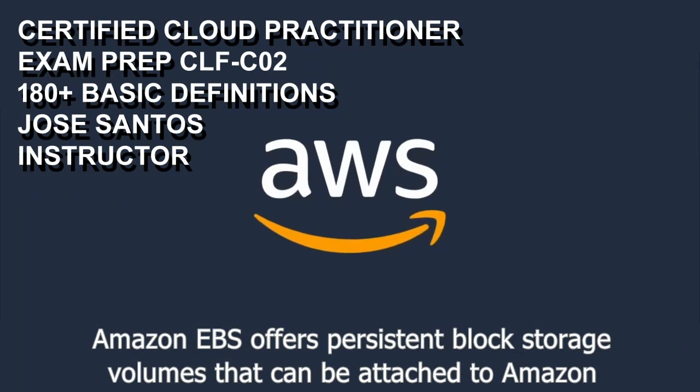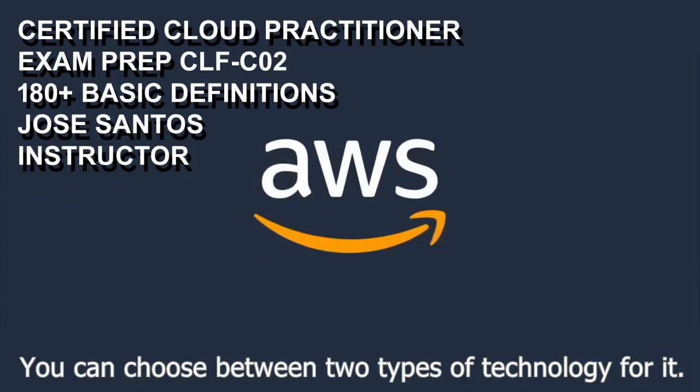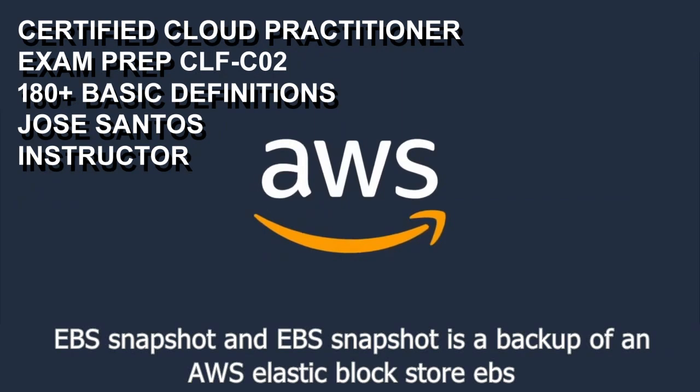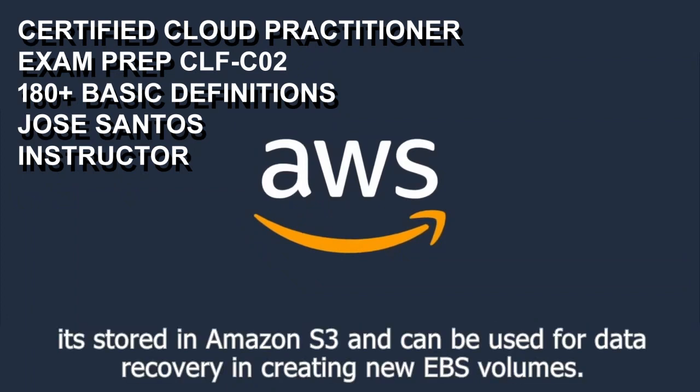Amazon EBS. Amazon EBS offers persistent block storage volumes that can be attached to Amazon EC2 instances, providing low latency performance and data persistence. You can choose between 2 types of technology for it: 1. Solid state, also known as SSD, or 2. Hard disk drives, also known as HDD. EBS Snapshot. An EBS snapshot is a backup of an AWS Elastic Block Store (EBS) volume, capturing its data and metadata at a specific point in time. It's stored in Amazon S3 and can be used for data recovery and creating new EBS volumes.